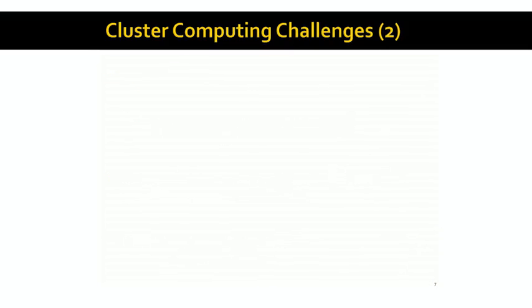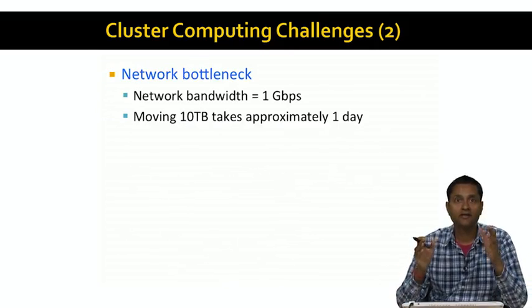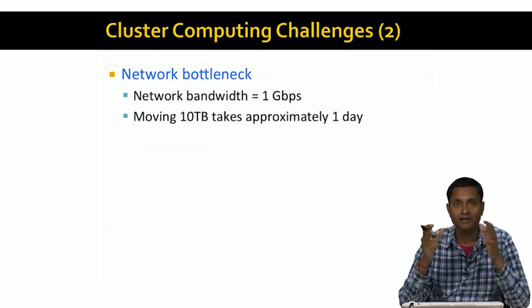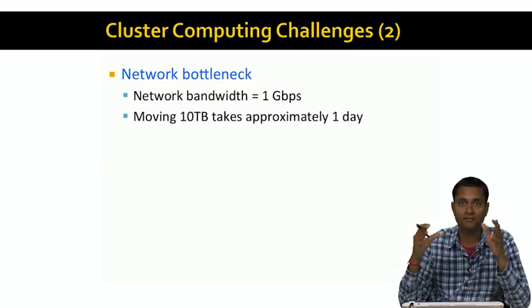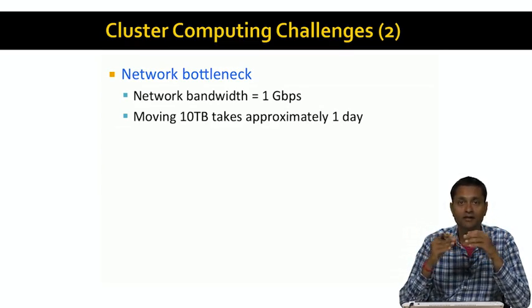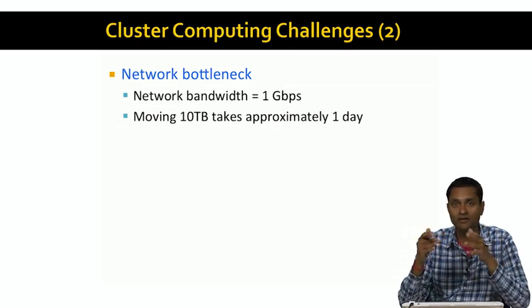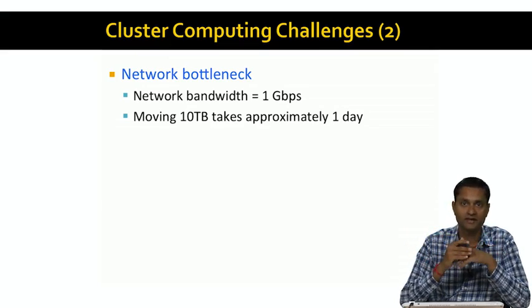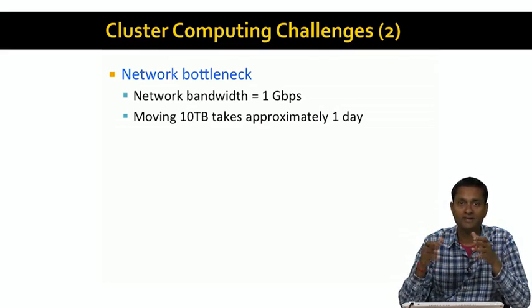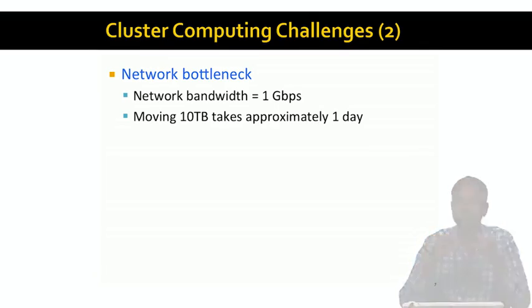The second challenge of cluster computing is that the network itself can become a bottleneck. Now remember, there is this 1 gigabit per second network bandwidth that's available between individual nodes in a rack, and a smaller bandwidth that's available between individual racks. If you have 10 terabytes of data and you have to move it across a 1 gigabit per second network connection, that takes approximately a day. You can do the math and figure that out. A complex computation might need to move a lot of data, and that can slow the computation down. So you need a framework that doesn't move data around so much while it's doing computation.